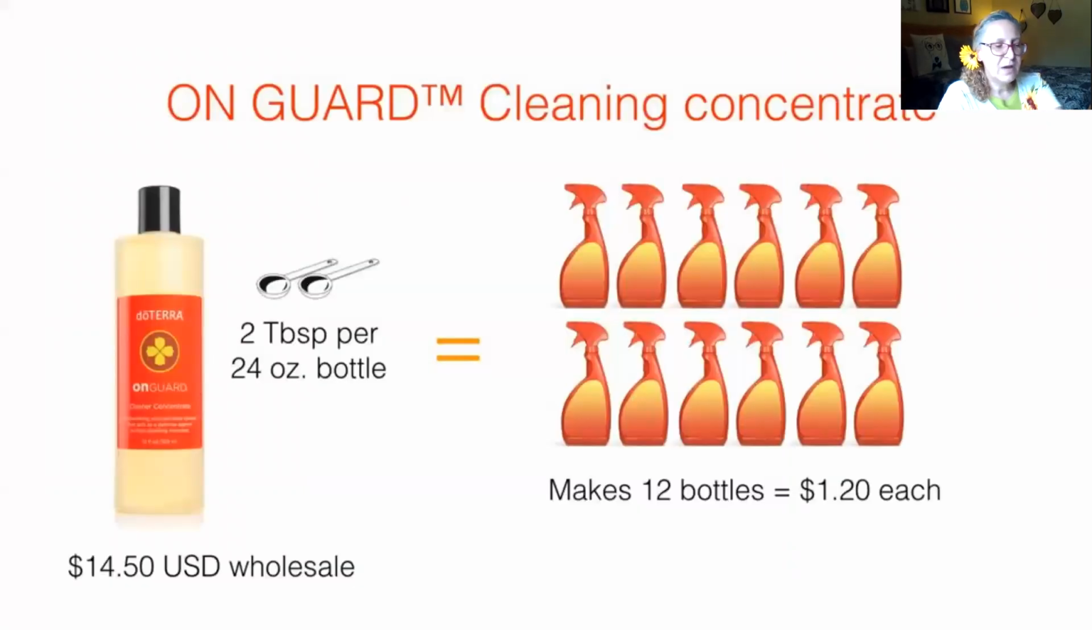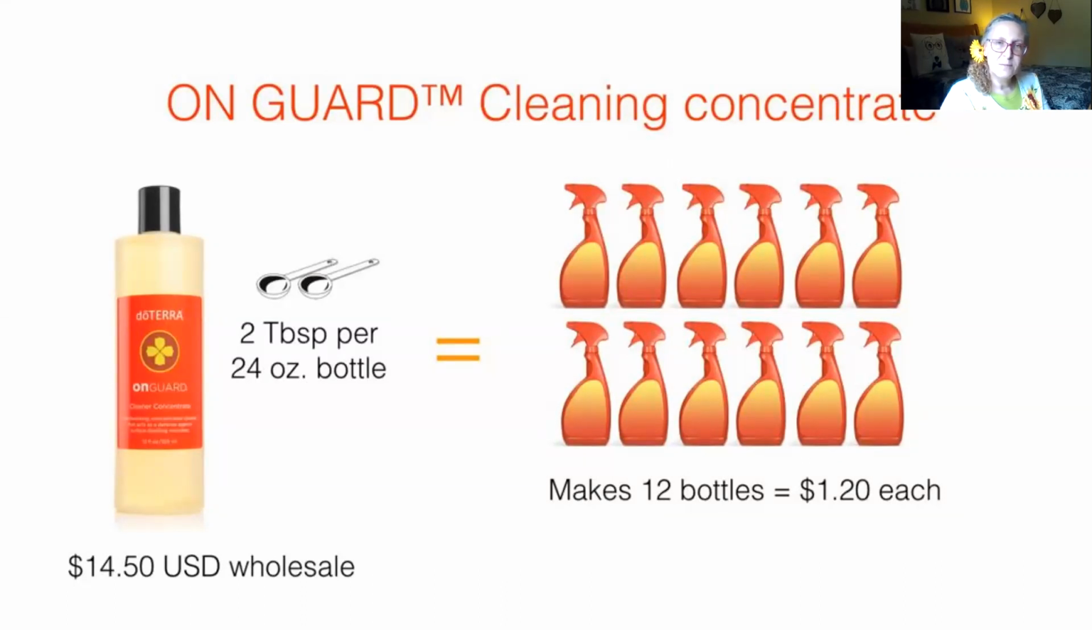So I want to talk about just how many spray bottles you actually get with one bottle of the On Guard cleaner. All right, you actually get quite a few spray bottles, so it's not expensive. Sometimes we think, well, I'm paying $14.50 for a bottle of cleaner when I can get it for $1.50 at the grocery store. Okay, well, this is a concentrated cleanser. So what it actually makes is 12 bottles. So it's actually a lot more economical than we might consider.